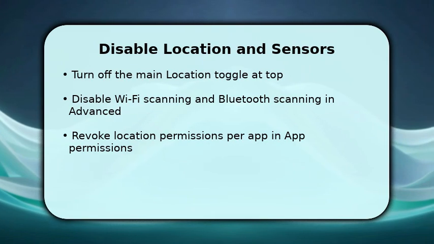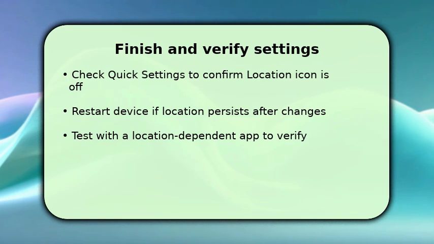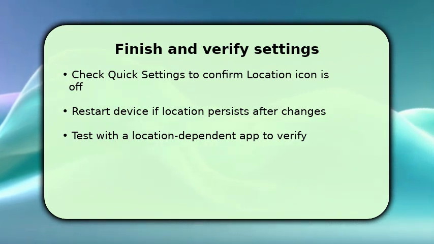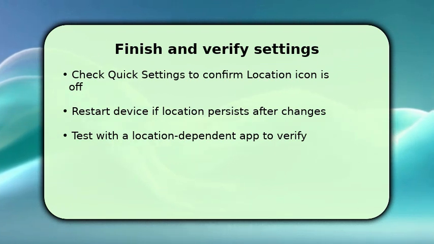If you still need limited access, you finish by checking the Quick Settings panel to confirm the location icon shows off. Visual confirmation helps. Once done, reboot the phone to clear cached services and make sure changes apply system-wide.